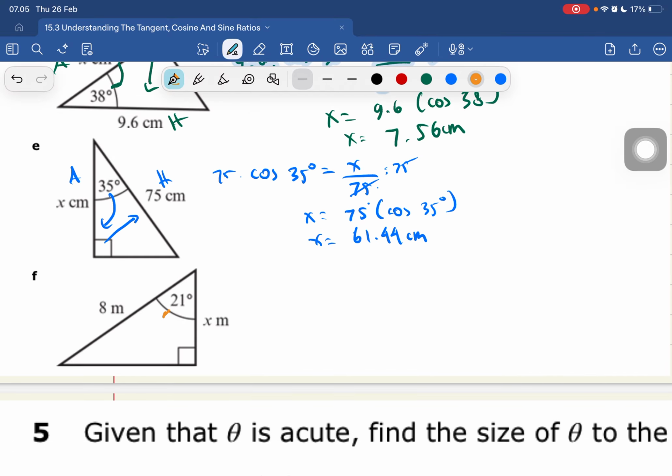Okay, next, F. Okay, this is the hypotenuse, the longest line, and adjacent x. So we got cos 21 degrees equals x divided by 8. So here we multiply 8 both sides. So x equals 8 multiplied by cos 21 degrees. Use a calculator, then you will get the answer of 7.47 meters.